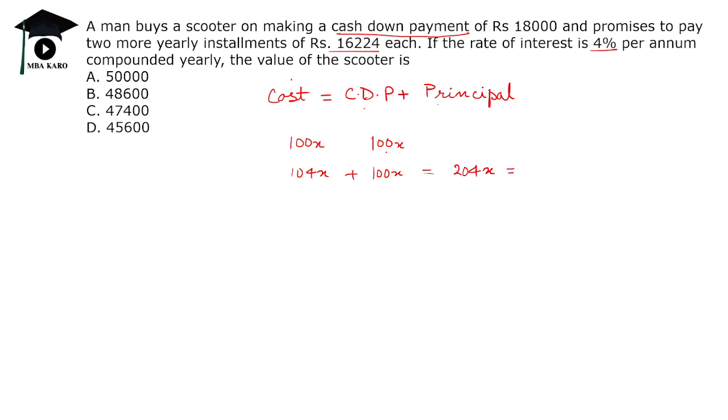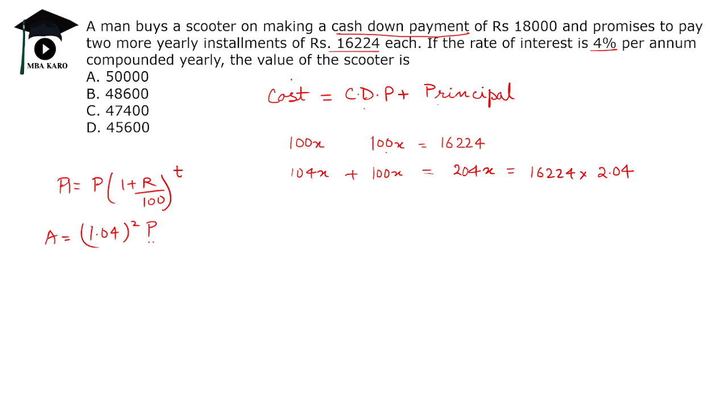We know 100x is 16,224. Okay, so we need to find 204x. That will be 16,224 into 2.04. This is the amount. And how do we find principal? We know the amount is principal times 1 plus R by 100 raised to the power T. So here T is 2. So we will get 1.04 square times P.